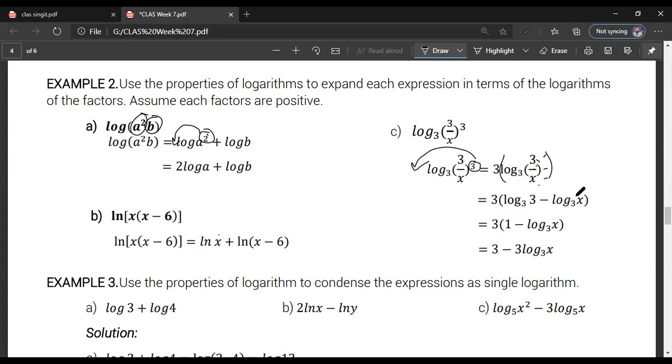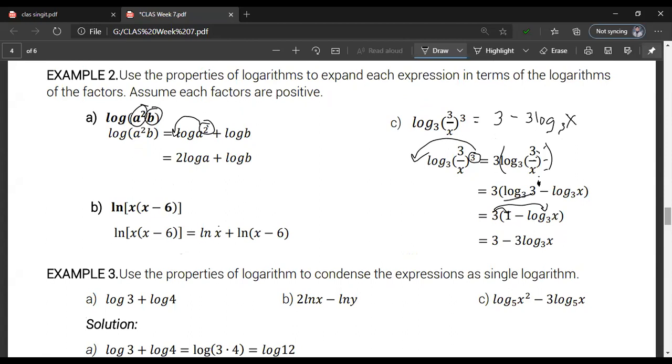Ngayon, class, ba't naging 1? Kasi 'di ba, logarithm of 3 with the base 3 pwedeng i-cancel. Kasi si 1, may imaginary 1 dito na exponent. Ulitin ko. May exponent si 3 na 1, so 1. 1 minus logarithm of x with the base 3, and then distribute. So, si logarithm of 3 over x raised to 3 with the base 3 is magiging 3 minus 3 logarithm of x with the base 3.